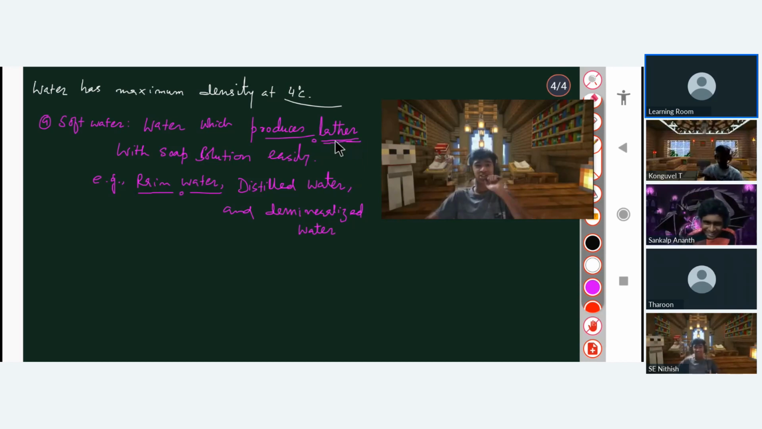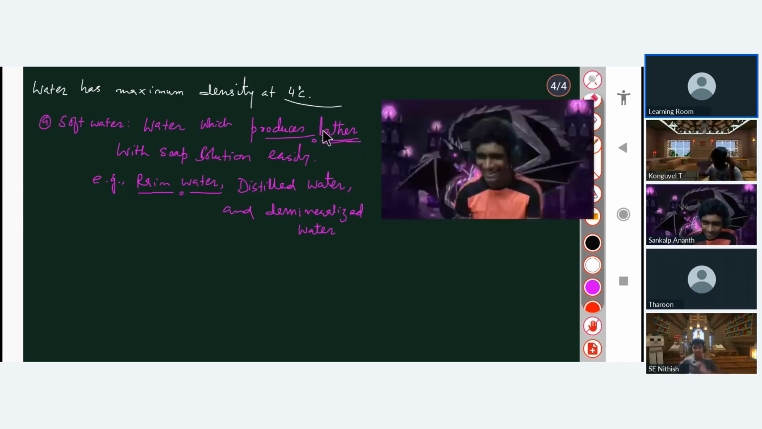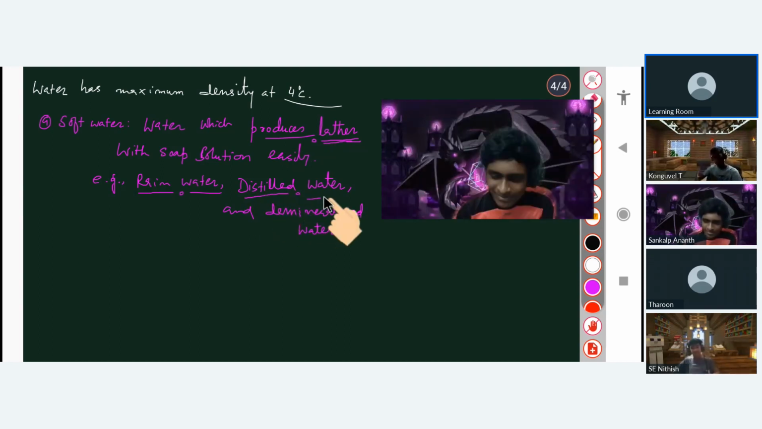Exactly, when there is more pollution, there will be acid rain. So due to various acidic oxides, rainwater is not preferred. But distilled water is another example of soft water which you can use.